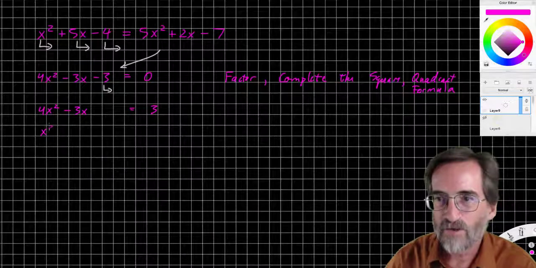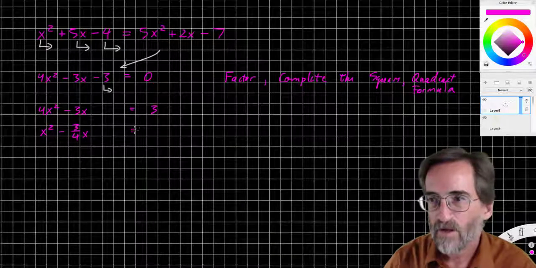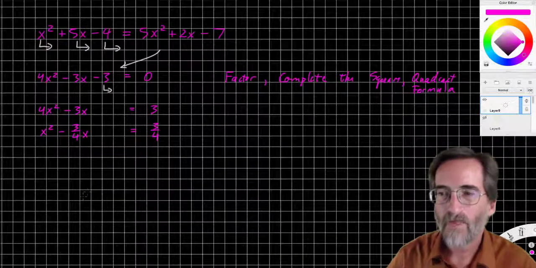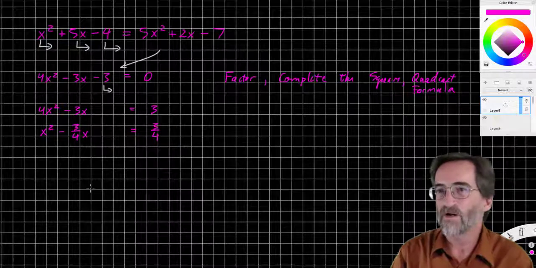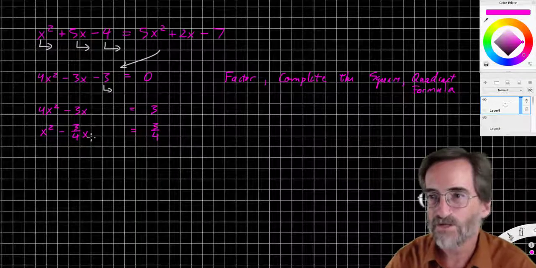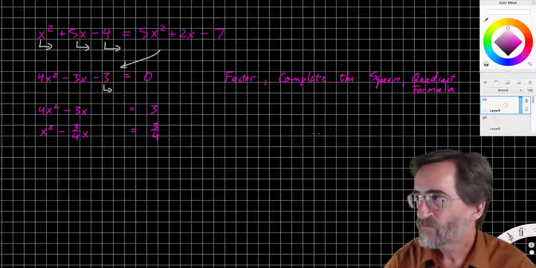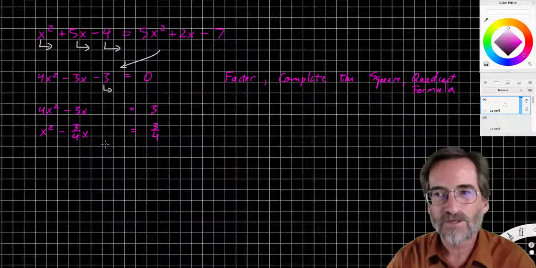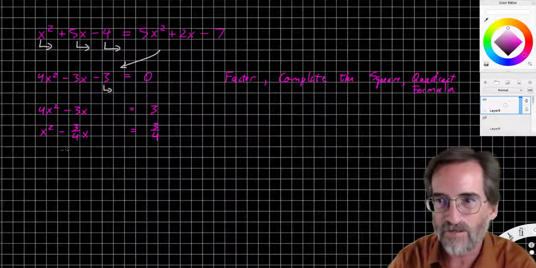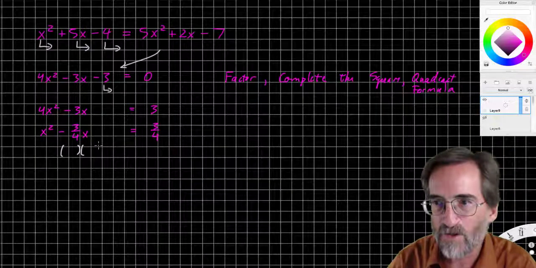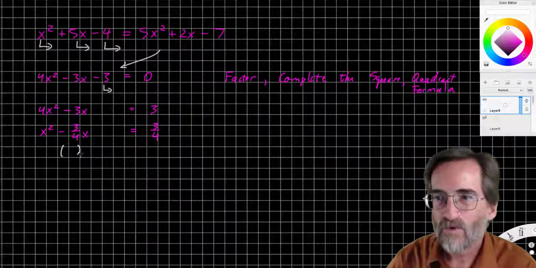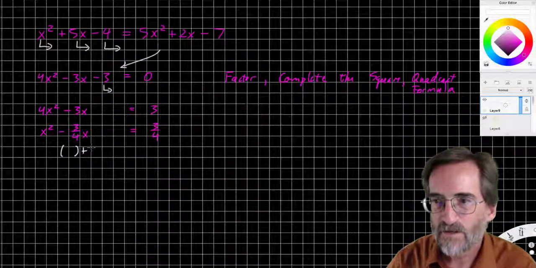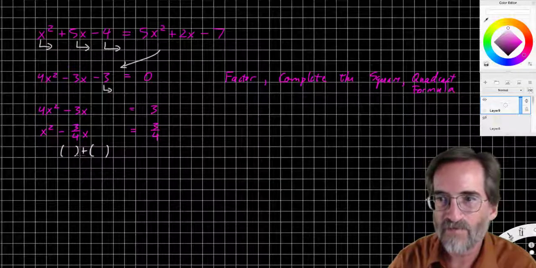So 4x squared divided by 4, 3 divided by 4, and 3 divided by 4. Okay, so we get rid of the leading coefficient on the x squared. It needs to be 1. Okay, and now what we do is we take 3/4 and we divide it by 2, and then we square it. Now there's a reason why we do that. Basically, what we're doing is we're thinking what adds to make 3/4. What plus itself adds to make 3/4? Well, the answer is 3/8.